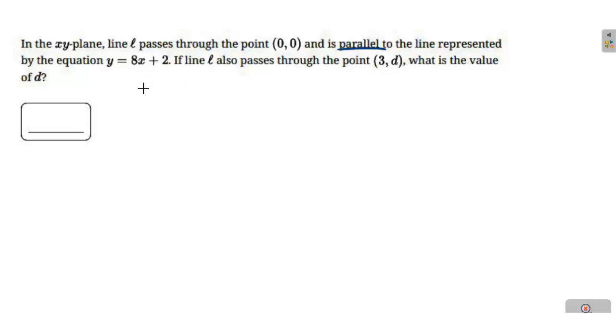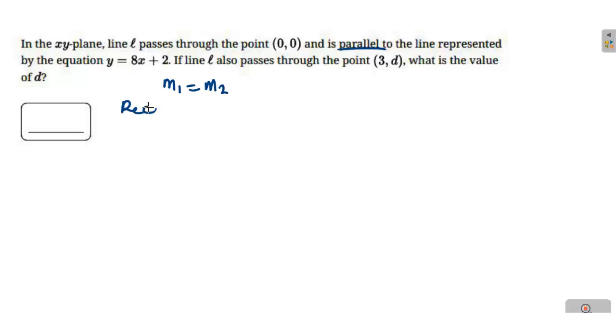First of all, we need to know that when two lines are parallel to each other, they have the same slope. So we can say that m1 is equal to m2. And one of the lines is represented by this equation, which implies that we can determine the slope from the slope-intercept form of a linear equation.